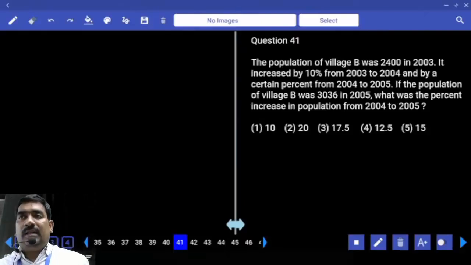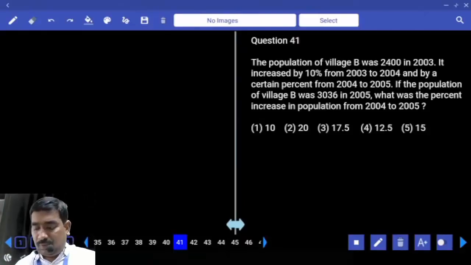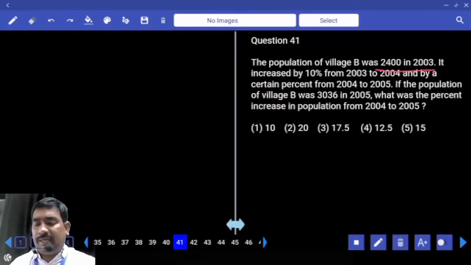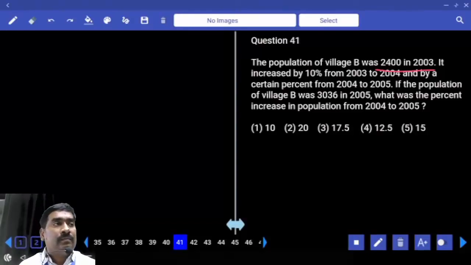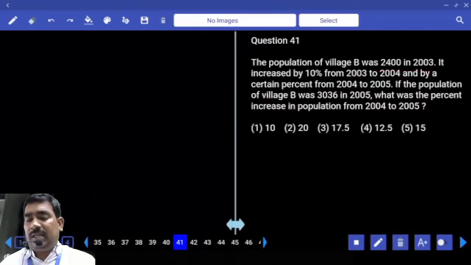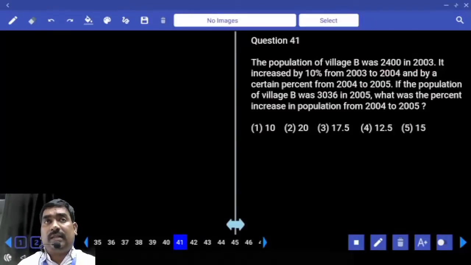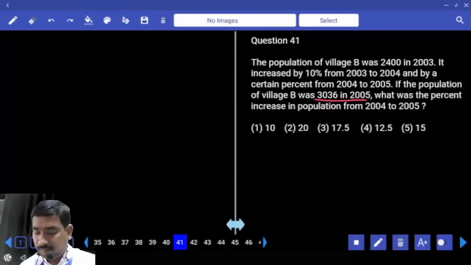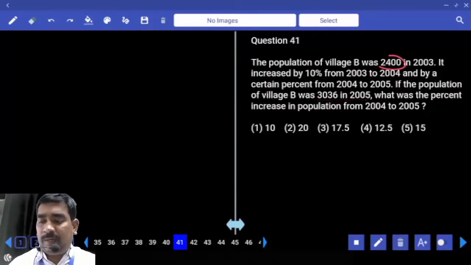The population of village B was 2400 in 2003. It increased by 10% from 2003 to 2004 and by a certain percent from 2004 to 2005. If the population of village B was 3036 in 2005, what was the percent increase in population from 2004 to 2005? What is the initial population?